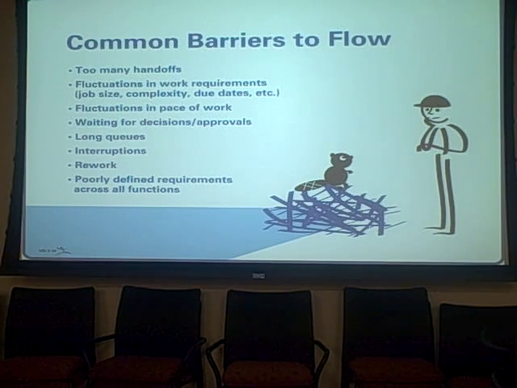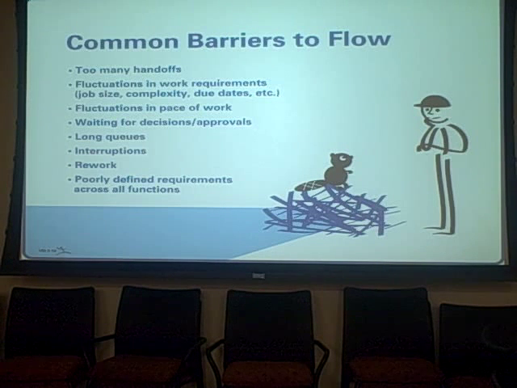So, common barriers to flow. These are some of those things that will stand out to you. You've most likely flagged these things with tornadoes in the development of your current state. Some of those things: having too many handoffs; fluctuation in the work requirements, whether due to complexity, due dates, or the size of the work to be done; fluctuations in the pace of the work, so you have more work at 10 a.m. than you have at 2, and then you have twice as much work as you did at 10 a.m. at 6 p.m. Those high levels of fluctuation and variability in your workflow are a barrier to having nice even flow across your process.